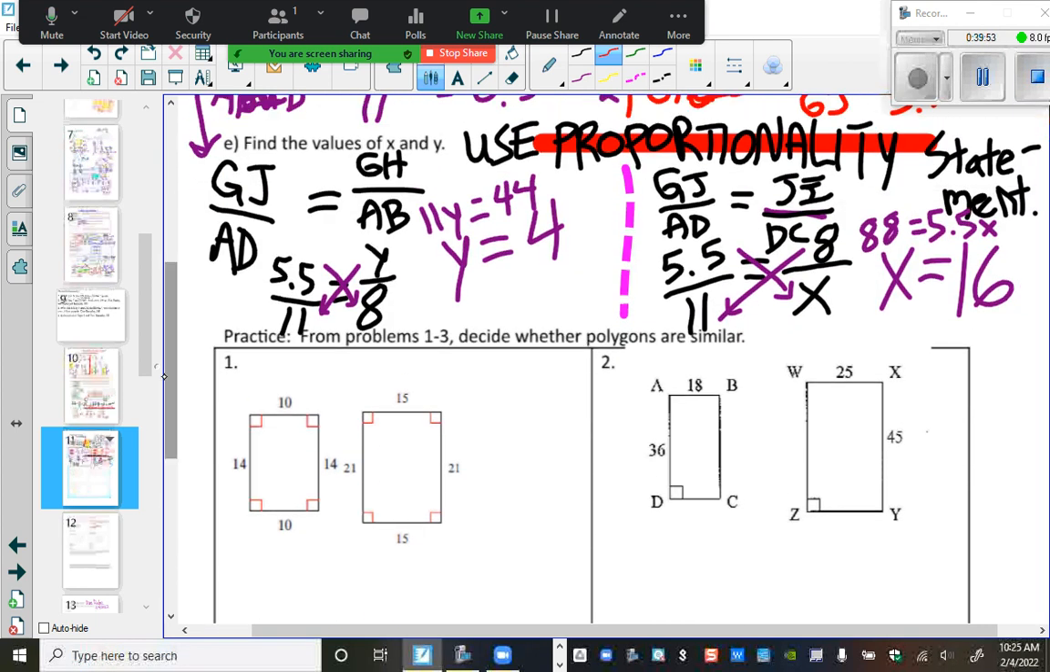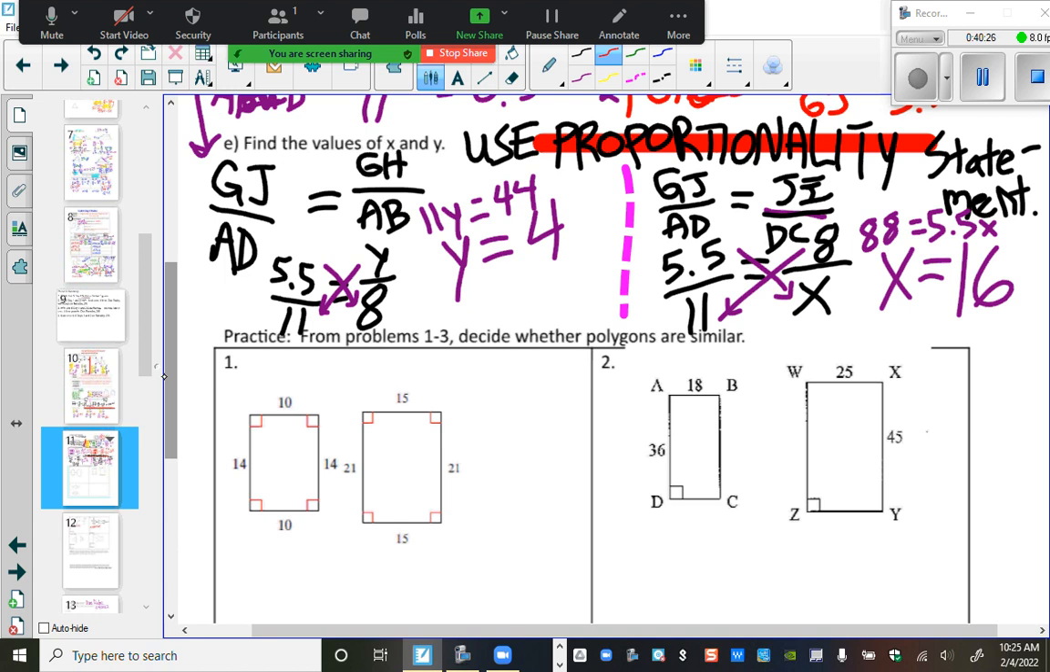And basically, quickest way to do this is the following. So we have a couple options. So this is kind of like what was on your homework. So you're kind of getting a review on your homework. Whether or not polygons are similar, here's what you do. You have a couple options.